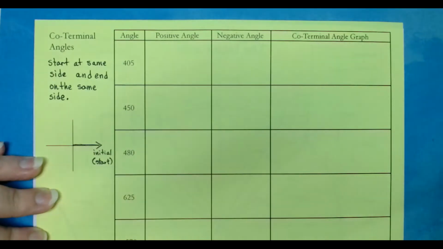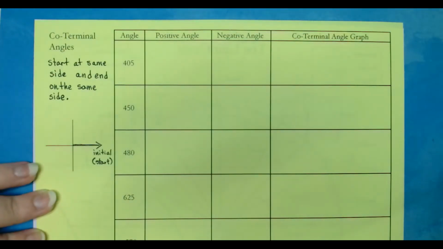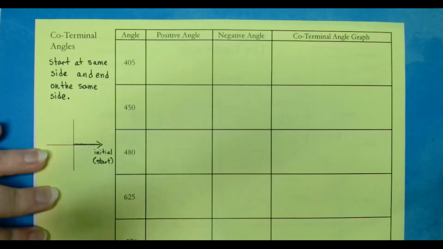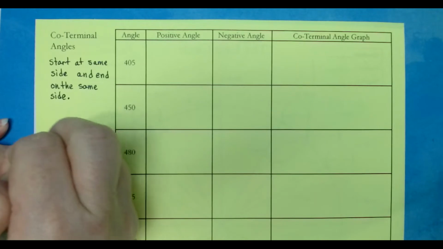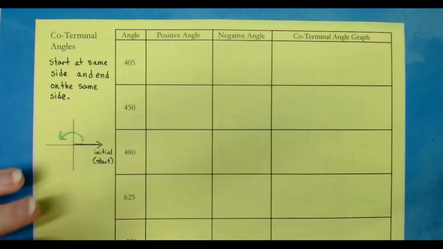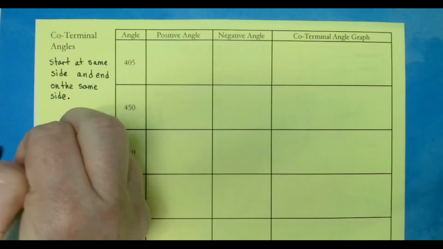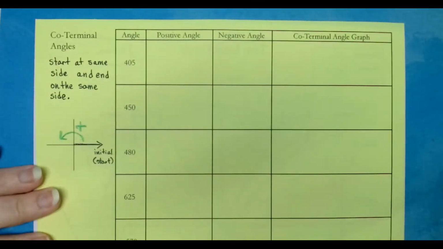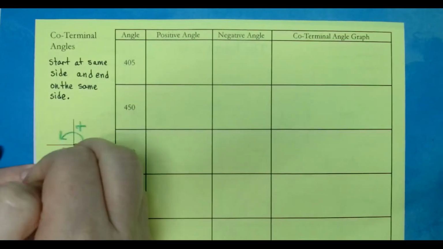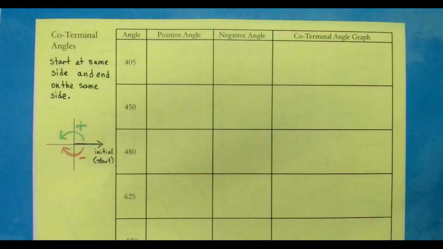Your terminal side can be anywhere in the quadrant or in any quadrant, right? So, things to remember. If I'm rotating counterclockwise, counterclockwise is positive and clockwise is negative. Counterclockwise is positive, clockwise is negative.